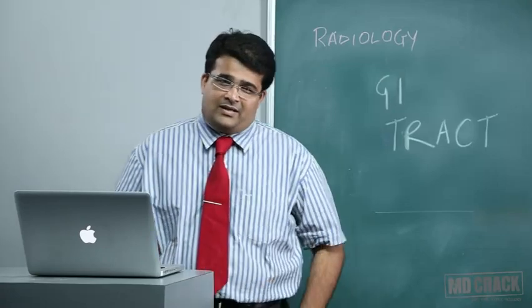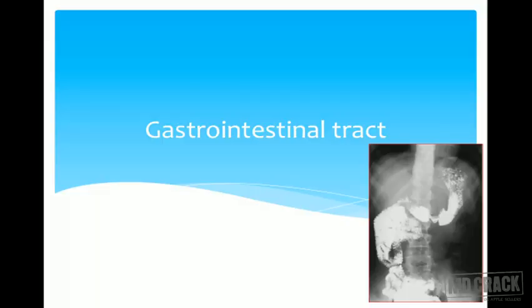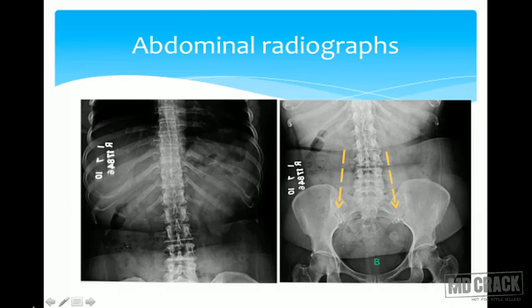Alright, so continuing with our discussion on the gastrointestinal tract. What we see over here on the right side are your psoas shadows on either side of the spine. Over here, this soft tissue density is your bladder, and over here are your renal outlines. These are your diaphragm, this is your left diaphragm and this is your right diaphragm.